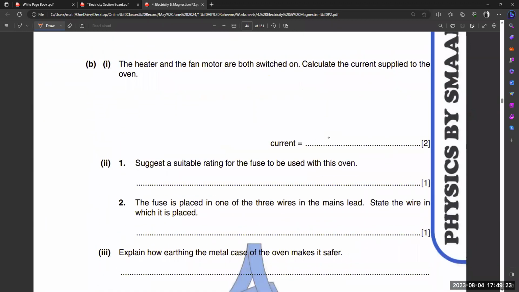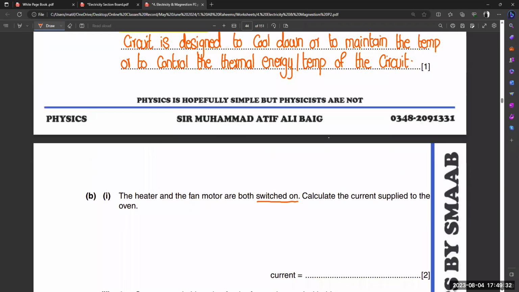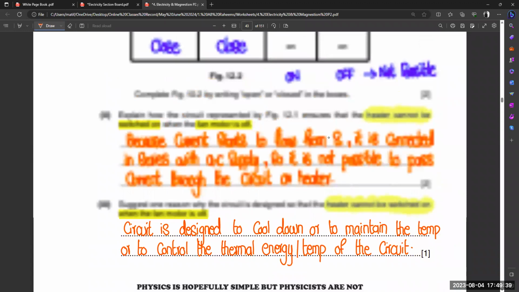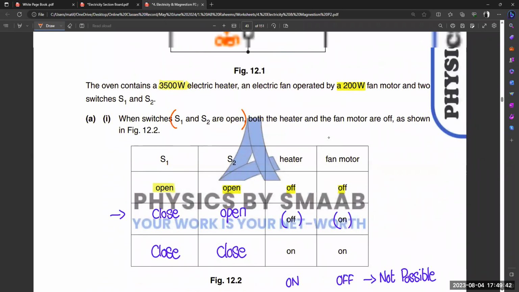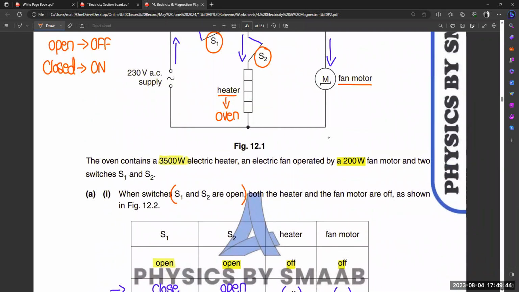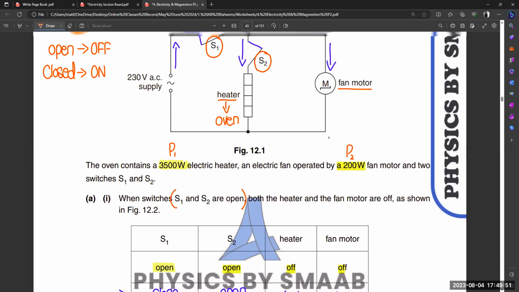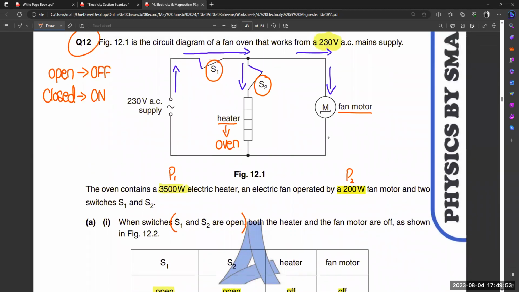Now there is a calculation part. The heater and fan both are switched on. So calculate the current supplied to the oven. Now we need to check the values again. The question is we need to find the value of the unknown current. Now let's find the other values given in the question. The power of the heater is given, right? Like P1, and the main source is equal to 30, right?